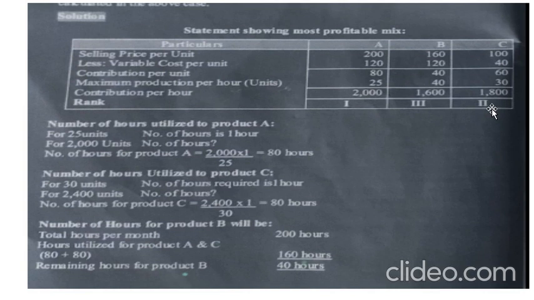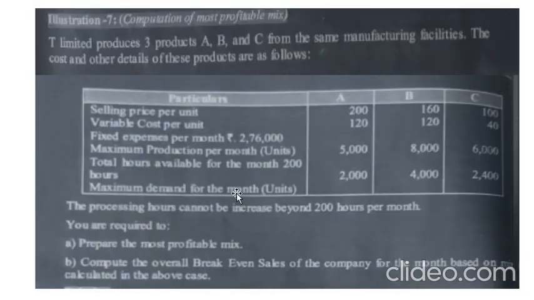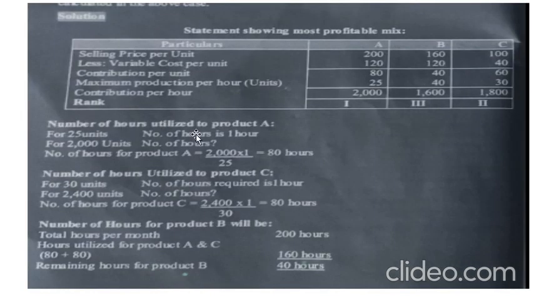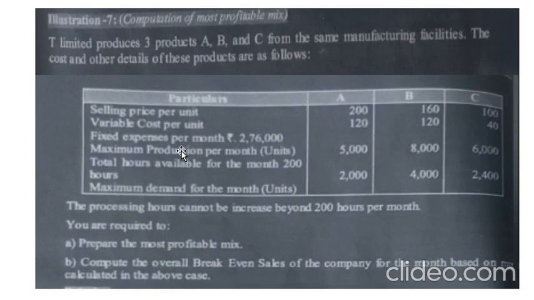So now, as we have found out the contribution per hour, next we will be calculating the number of hours utilized by product A for the actual demand which has been met. The actual demand which is met in the question is 2000, 4000 and 2400 for A, B and C respectively. So now the number of hours utilized to produce product A. For 25 units it takes 1 hour. The maximum demand as per the question for A is 2000.